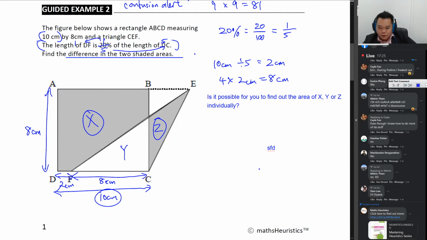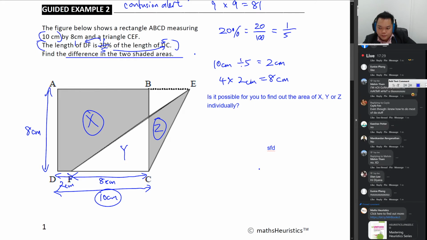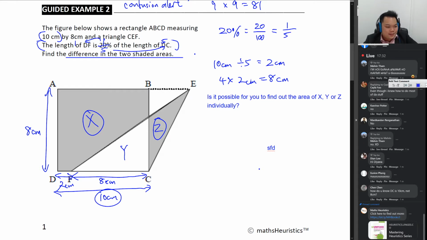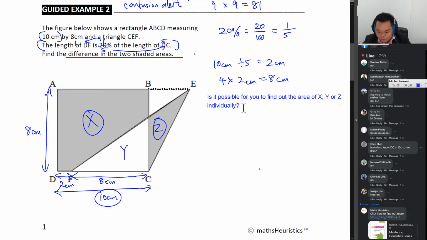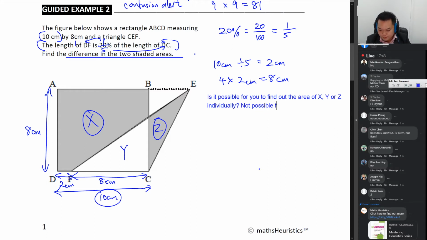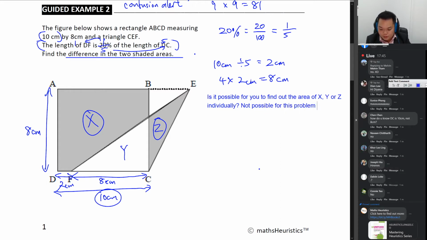At least not for this problem. Okay, not for this problem. Alright, it's not possible for this problem, because there is not enough info.